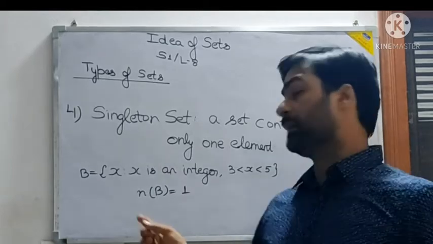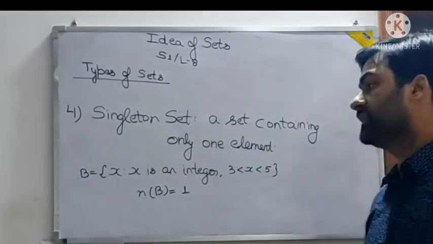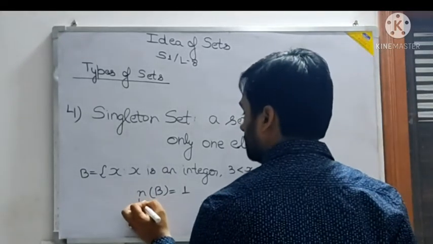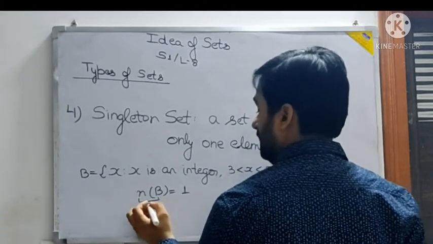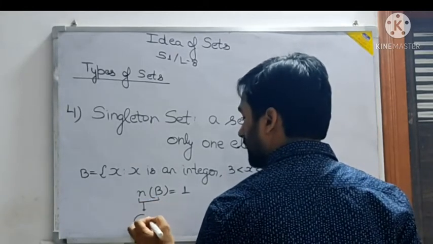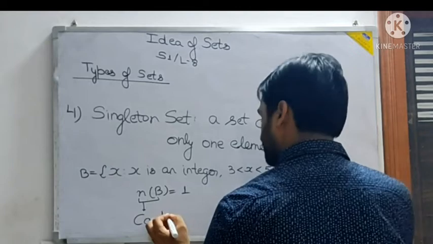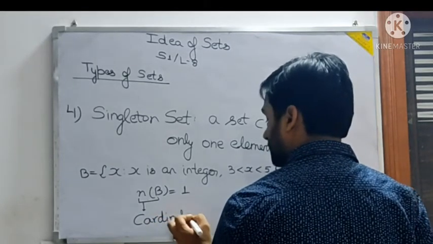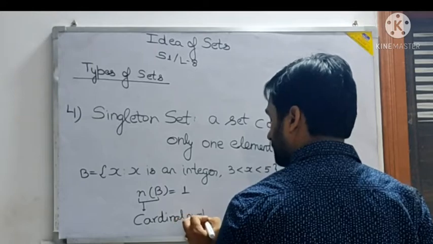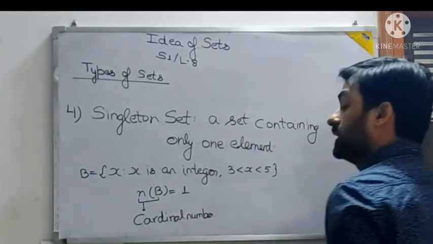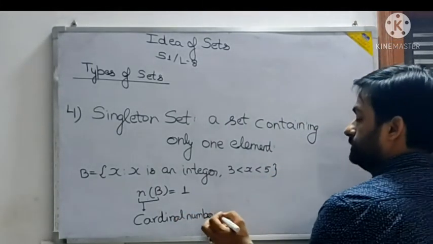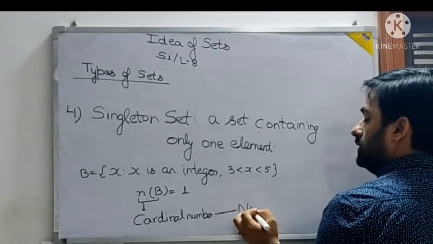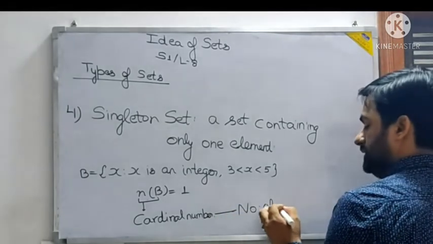You might be saying that I am representing n of B. This thing is itself called as what? This representation is for what? Cardinal number. Cardinal number means cardinal number shows the number of elements.